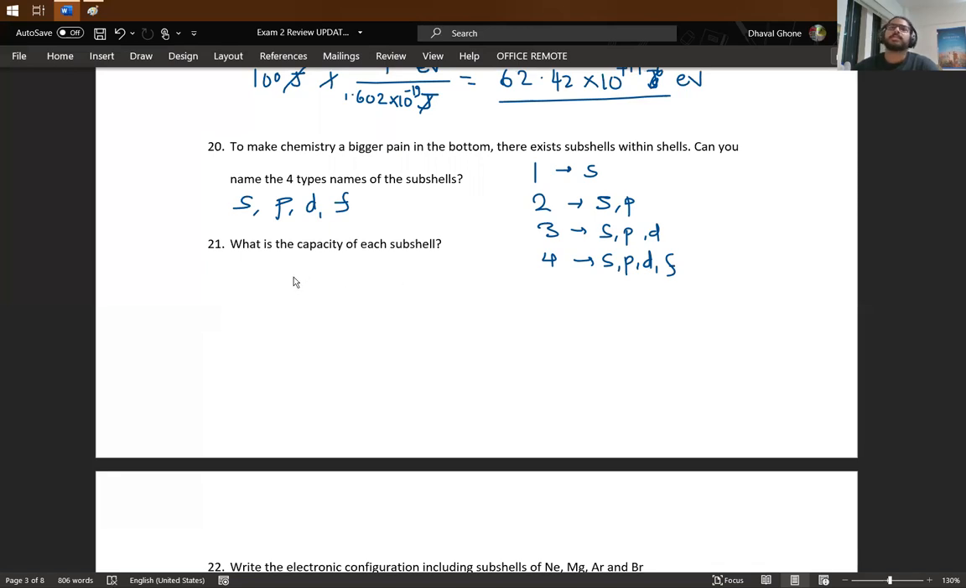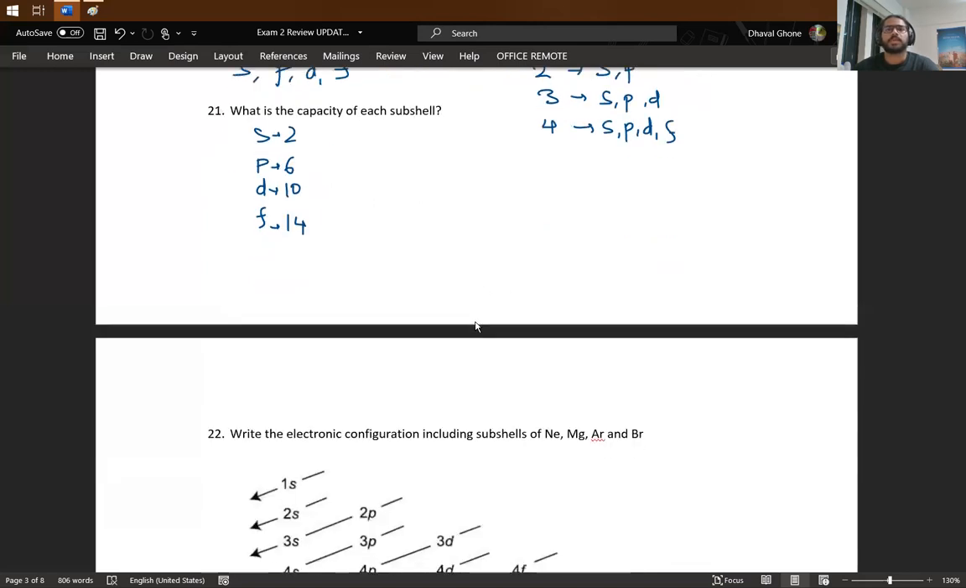Question is, what is the capacity for each subshell? A good way to remember it is you write S, P, D, and F, and you start with 2 because S's capacity is only 2. And then you add 4 to consecutive ones. So 2 plus 4 is 6, 6 plus 4 is 10, and 10 plus 4 is 14. Okay, that's the capacity for each subshell. Okay, moving on to the next one.